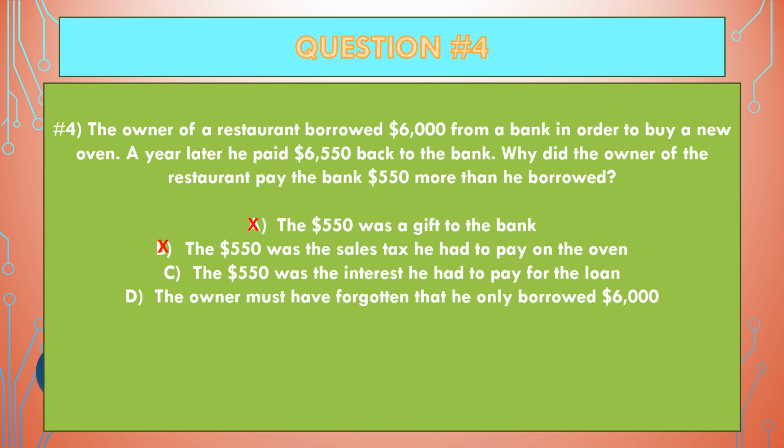So it's looking like it's going to be C, but let's look at D. The owner must have forgotten that he only borrowed $6,000. Well, I'm not going to give you more money just because I forgot how much I borrowed from you. If anything, I will try to give you less. So it's definitely not D. So that means that our correct answer is C. Now, if that's not the answer that you received when you walked through this problem, then I want you to pause your video so that you can make sure that you're circling the correct answer.